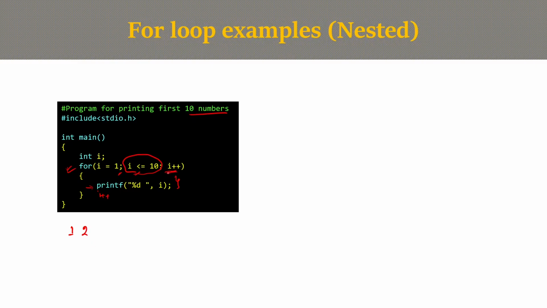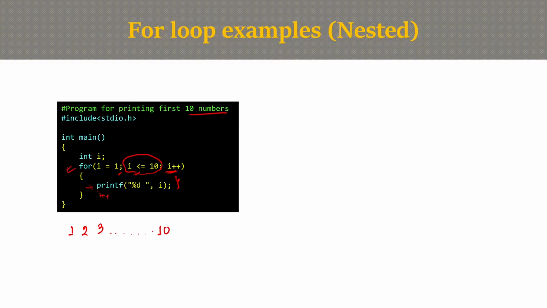Now again, the third expression here will be executed at the end of our statements. I plus plus means that the value of I will be 3. After it's 3, it will again go back to the condition and check whether 3 is less than or equals to 10. Yes, 3 is less than 10, so it will be printing 3. And in this way, it will be printing up to 10.